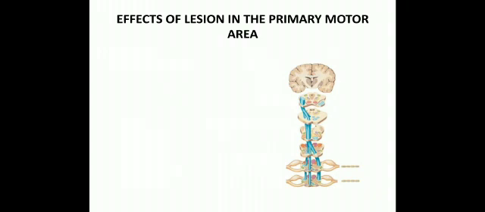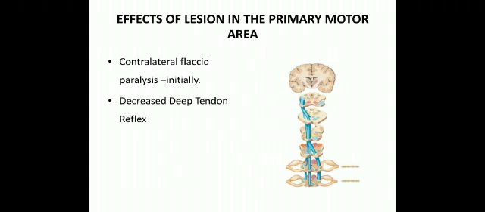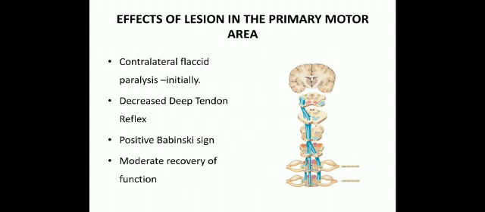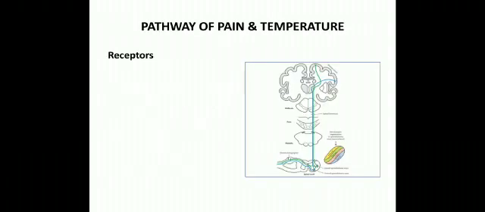So, the effects of lesion in the primary motor area include contralateral flaccid paralysis, that is initially, and decreased deep tendon reflex, the positive Babinski sign and moderate recovery of the function.